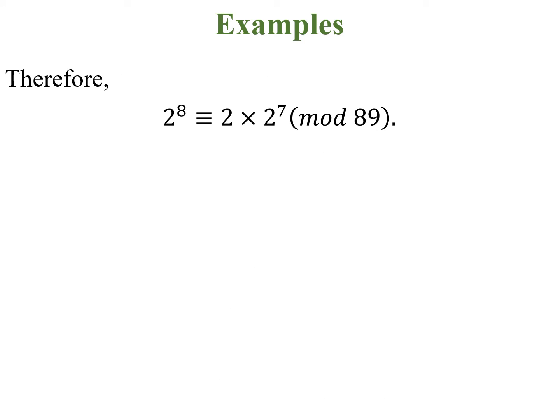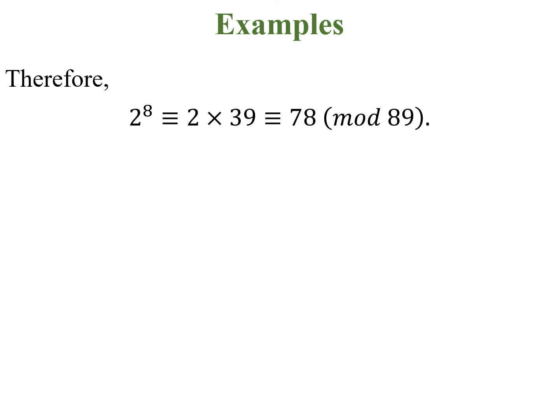2 raised to 8 is congruent to 2 times 2 raised to 7 modulo 89. So 2 raised to 8 is congruent to 2 times, and that 2 raised to 7 can be replaced by 39 modulo 89. 39 times 2 is 78, and it is again less than 89, so keep 78 as it is. Now 2 raised to 9. What is 2 raised to 9?